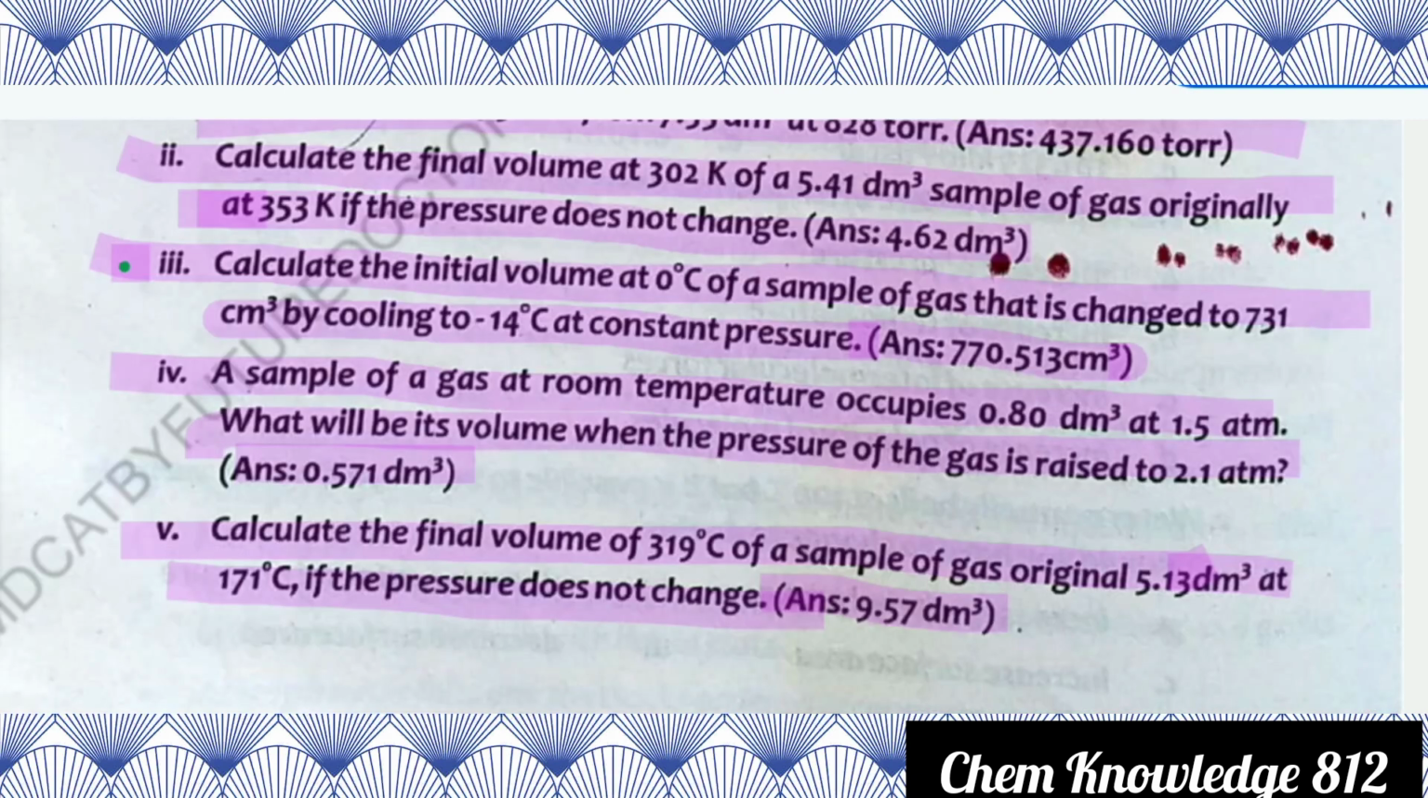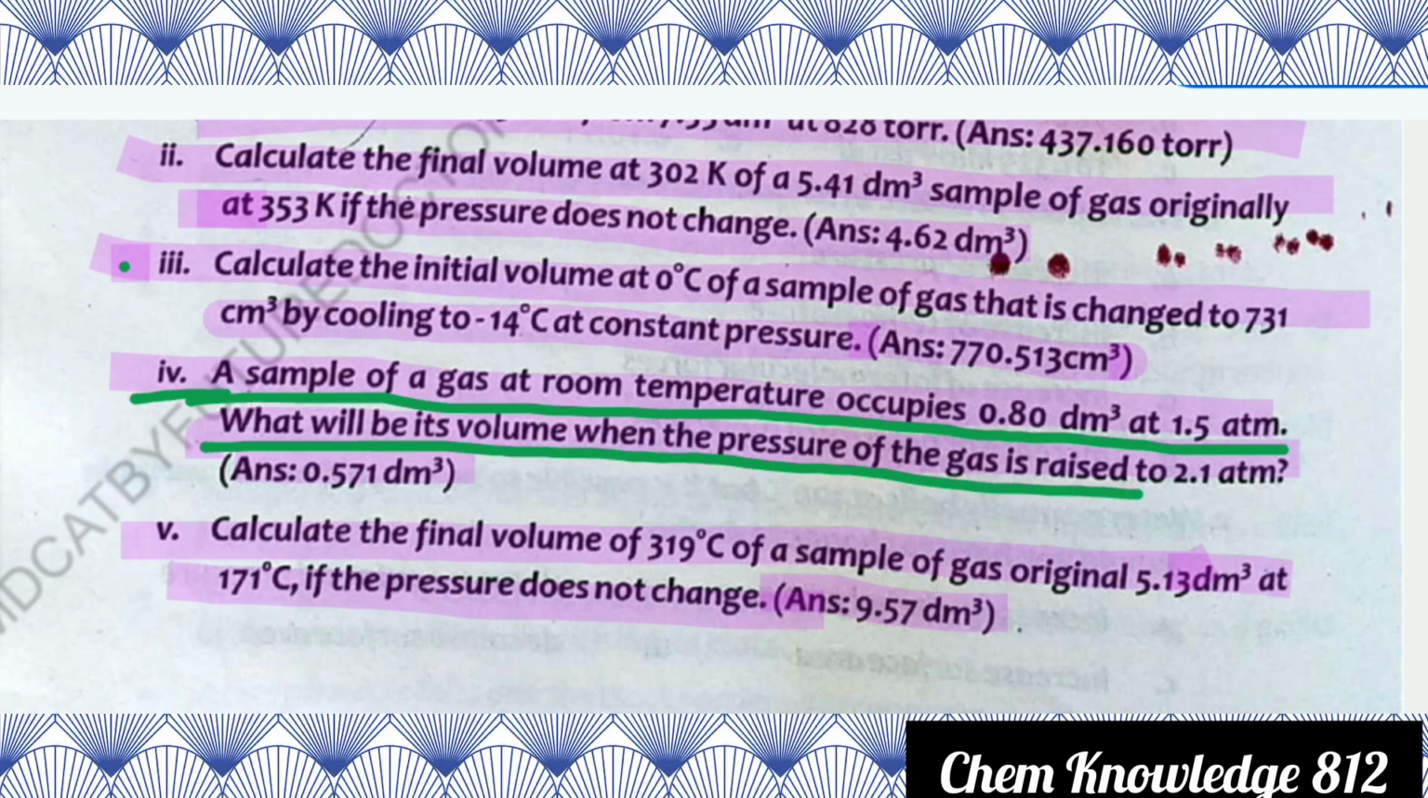Now let's come towards the solution of question number 4, which says that a sample of a gas at room temperature occupies 0.80 cubic decimeter at 1.5 atmosphere. What will be its volume when the pressure of the gas is raised to 2.1 atmosphere? So the answer is 0.571 cubic decimeter.